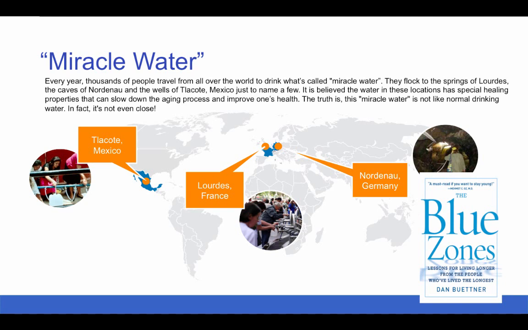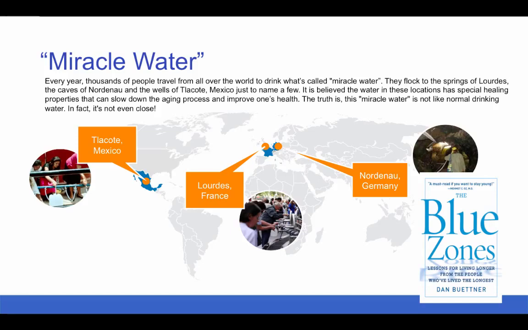Generally, they'll talk about the miracle waters that exist all over the world. Well, here we wanted to do something a little different. Of course, you can see the globe, the map in the background, and you see Tlacote Mexico, Lourdes of France, Nordenau, Germany, and up above, obviously, it talks a little bit about the history and how people were discovering this miracle water and how it was helping them with their health.